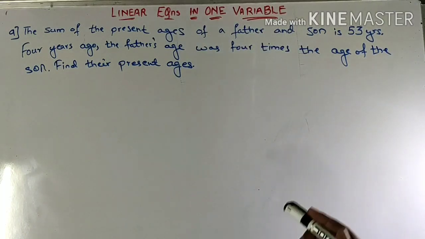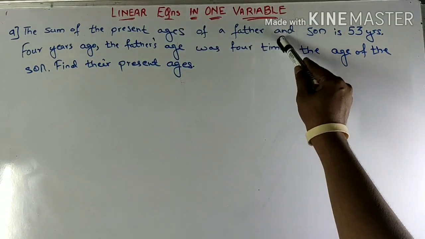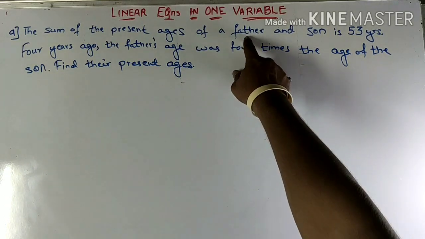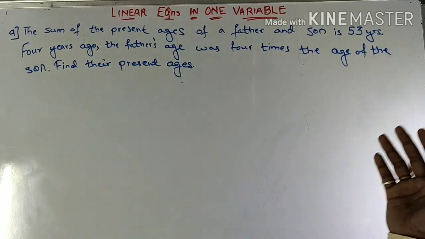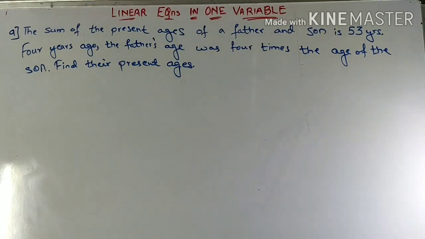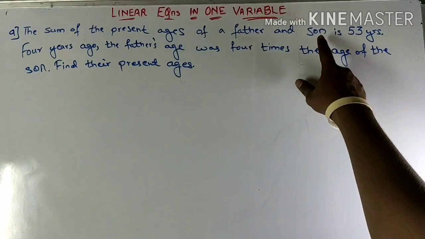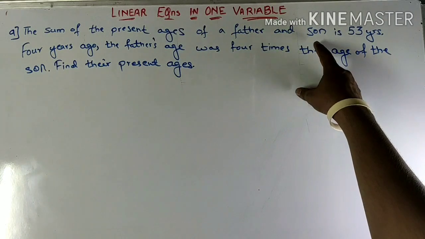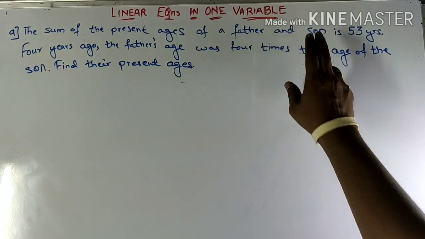And it is obvious from the first condition that the sum of the present ages of father and son is 53 years. If I put one variable for father or son, it will be easier for me to get the age of the other person. For example, if I assume the age of the father be x, so son's age will be 53 minus x. If I assume the age of son be x, so father's age will be 53 minus x.